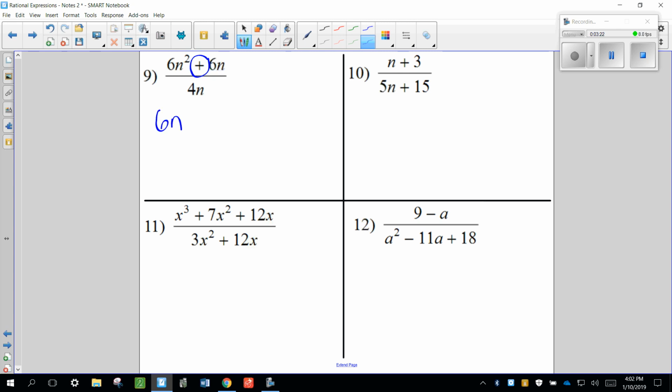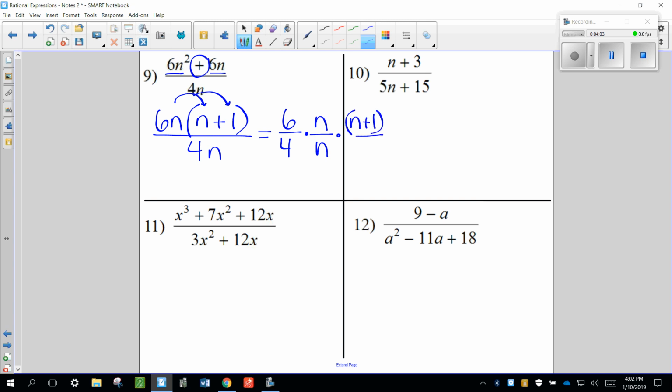So the greatest common factors from the numerator. We look at the numerator, then we'll look at the denominator. Greatest common factors from the numerator, 6n, we have n plus 1. Okay, this is important to think about as you multiply it back out. If you were to distribute that 6n, you would get 6n squared, and then 6n times 1 gets you the 6n. You have to be able to multiply it back and get both of those pieces. And in the denominator, we have a 4 and an n. Okay. So we have 6 over 4 times n over n times n plus 1 over 1.